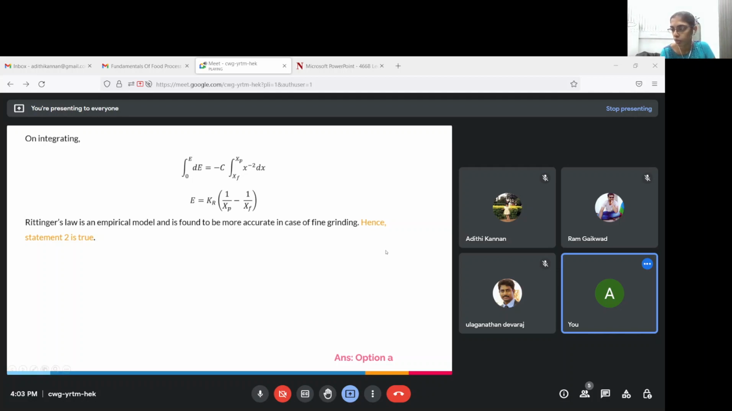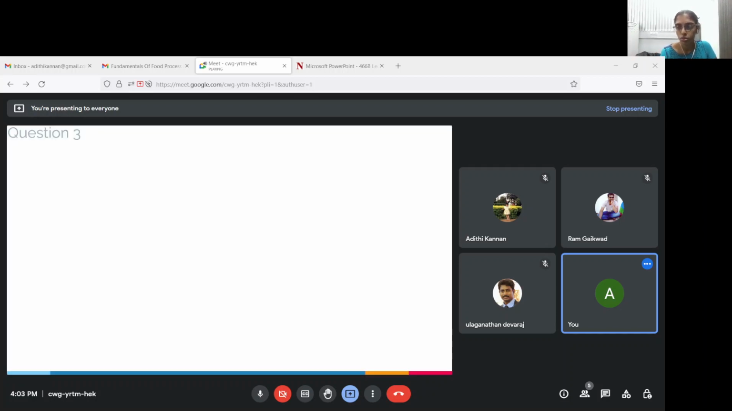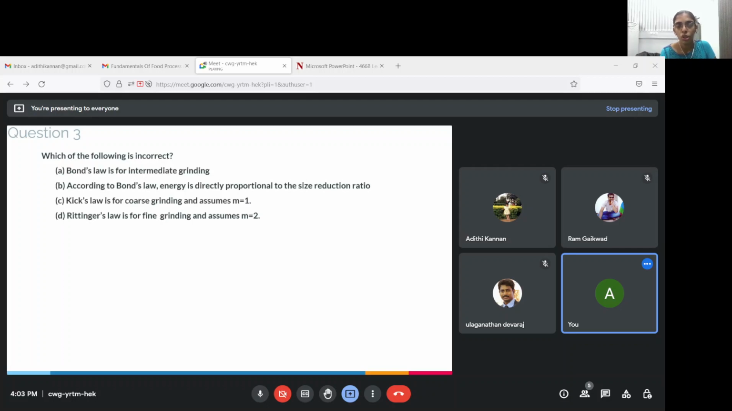Is this clear? Anything needs to be repeated? Okay. So moving on to the next question. Which of the following statements are incorrect? Bond's law is used for intermediate grinding. According to Bond's law, energy is directly proportional to the size reduction ratio. Kick's law is for coarse grinding and assumes m is equal to 1. Rittinger's law is for fine grinding and assumes m is equal to 2.